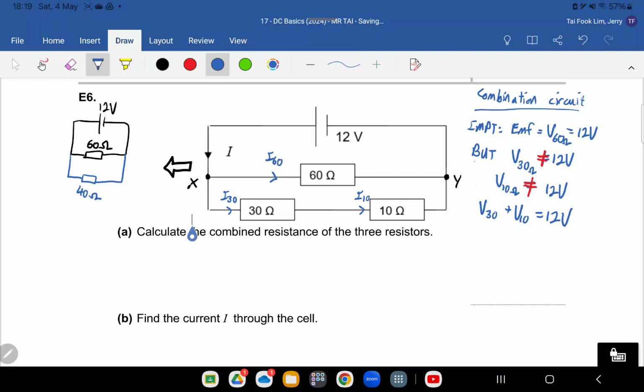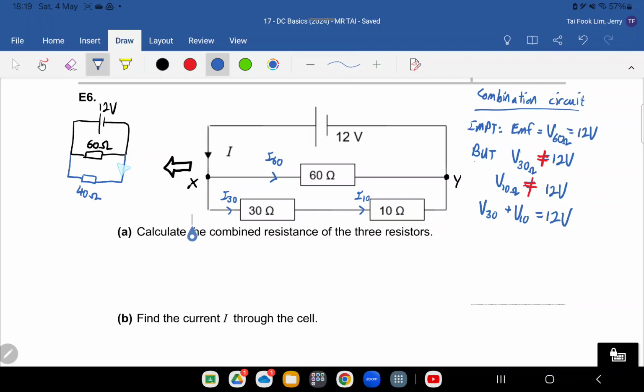Let's have some variables to standardize first. Okay, the first variable is I60. I60 represents the current in the 60 ohm. I30 represents current in the 30 ohm resistor. I10 represents current in the 10 ohm resistor. Now, because 30 ohm and 10 ohm are in series, they can be combined to form 40 ohm. So this is the equivalent circuit from here.